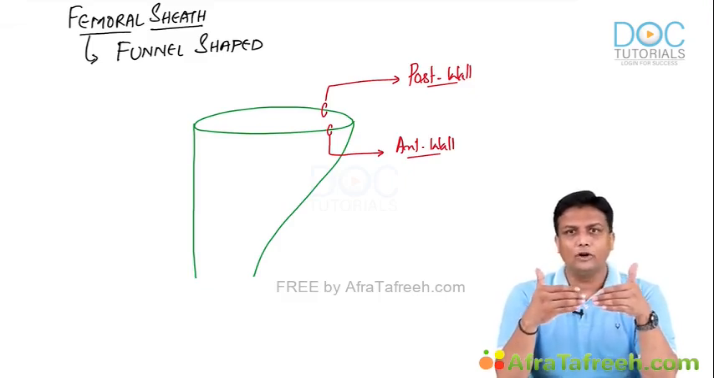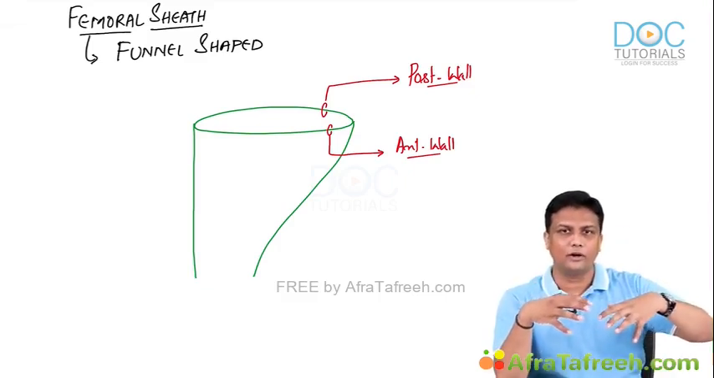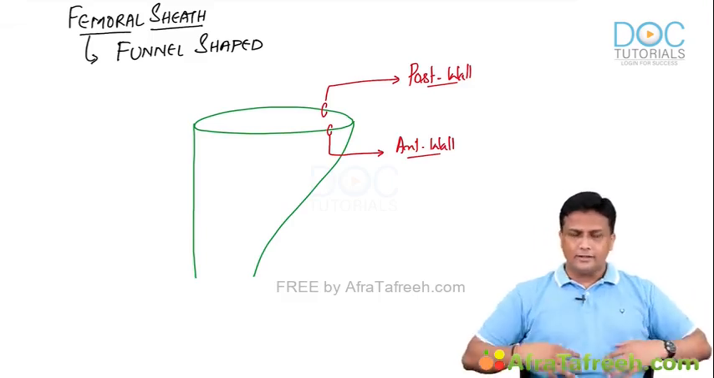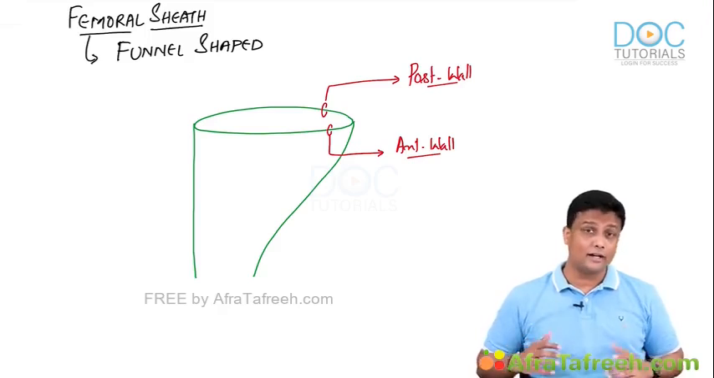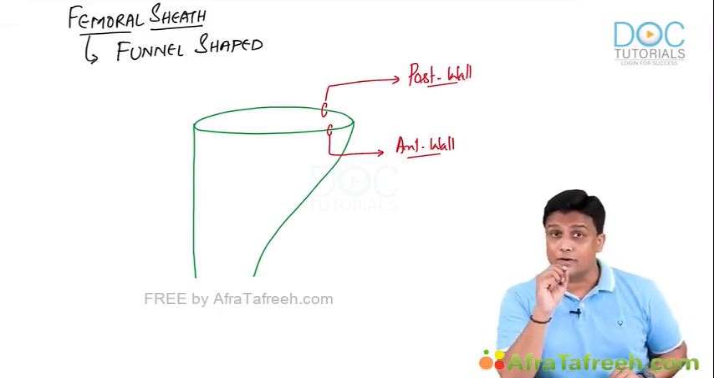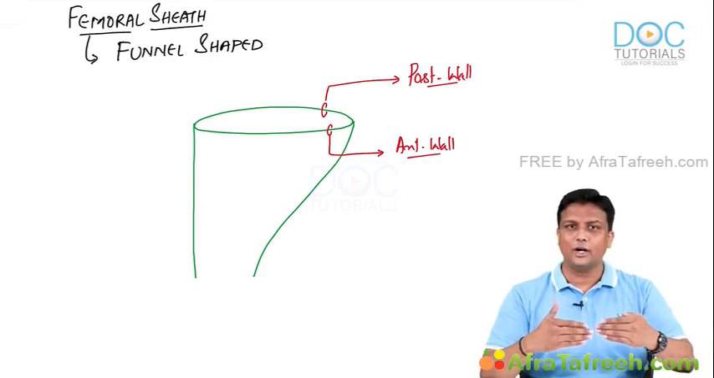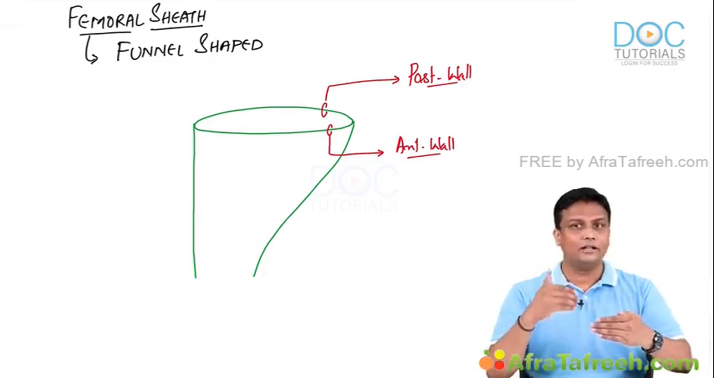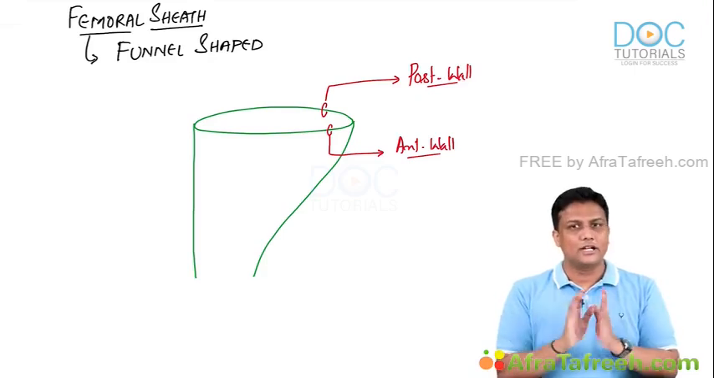The anterior wall of the femoral sheath is actually the extension of the anterior abdominal wall, one of the fascia in that. In the anterior abdominal wall, we have learned in the abdomen topic, there are totally 8 layers, and out of those 8 layers, layer number 6 is the transversalis fascia. And the transversalis fascia will actually continue down to form the anterior wall of the femoral sheath. So the anterior wall is an extension of the transversalis fascia.